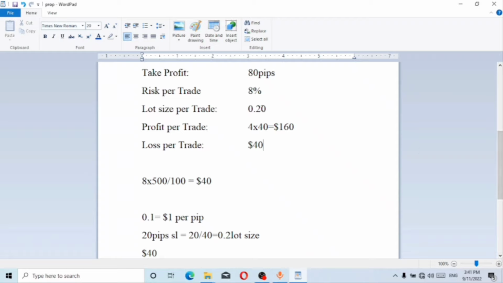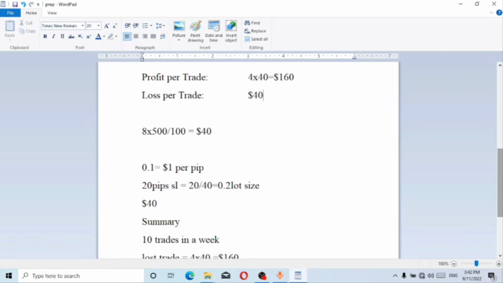How do we calculate our lot size? The lot size can be calculated by dividing the SL we decide to use. We are using a 20 pip SL. Divide the 20 pip by what we are risking, $40. 20 pip divided by $40, you get 0.2. This 0.2 will be our lot size per trade.